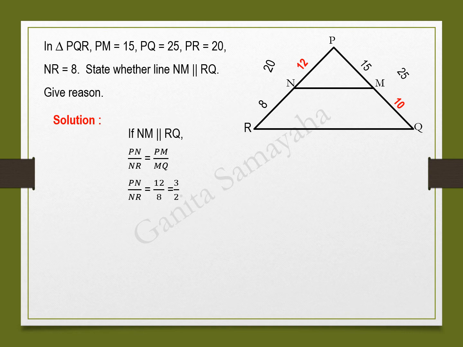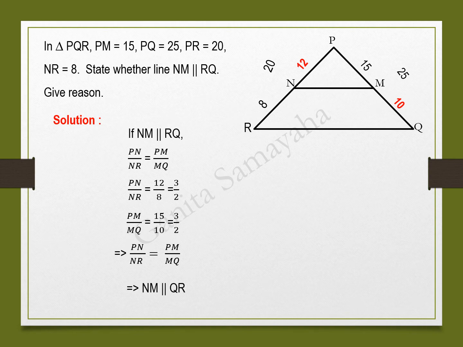PN by NR is equal to 12 by 8, which is 3 by 2. Then let us find the ratio PM by MQ, which is 15 by 10. That also comes to 3 by 2. So what can we conclude? PN by NR is equal to PM by MQ, which means that NM is parallel to RQ.